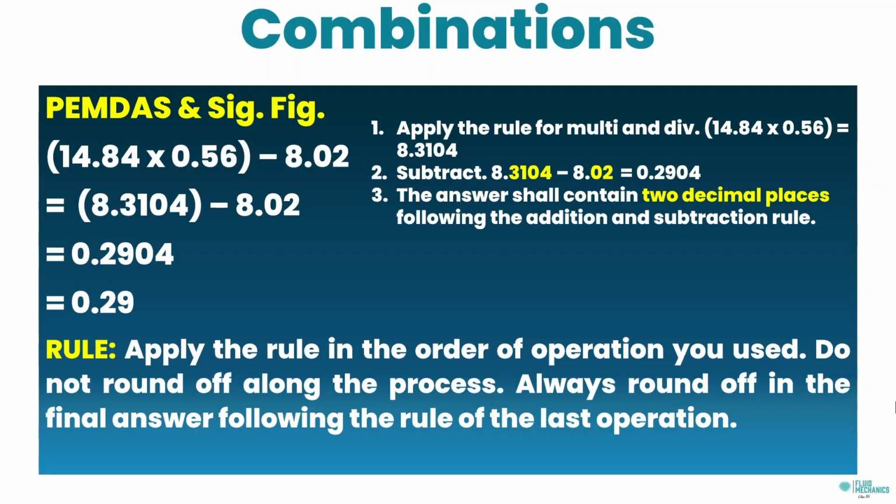Since the last operation is subtraction, we have to apply the rules in subtraction. In subtraction, we consider the fewest decimal place after the decimal point. And if we count the decimal places in the following numbers, 8.3104 has four decimal places. 8.02 has two decimal places. So the final answer must only contain two decimal places. So we have to round off 0.2904 into 0.29.